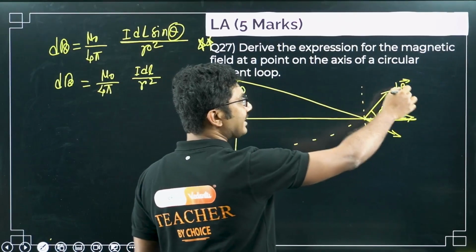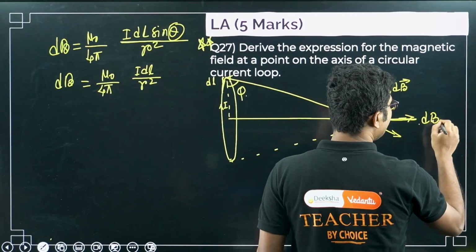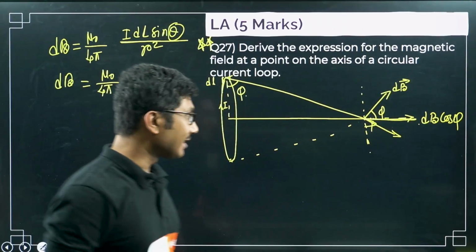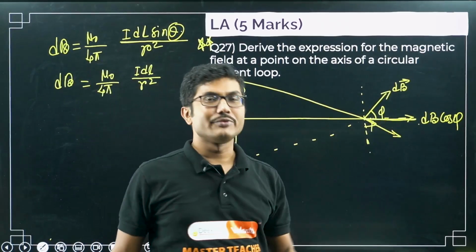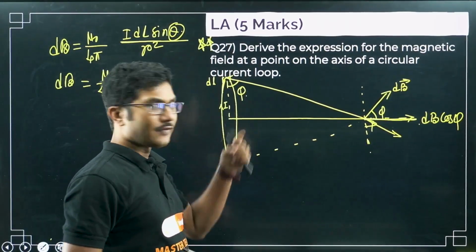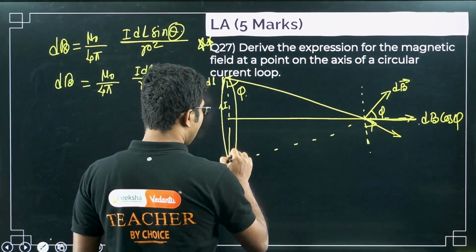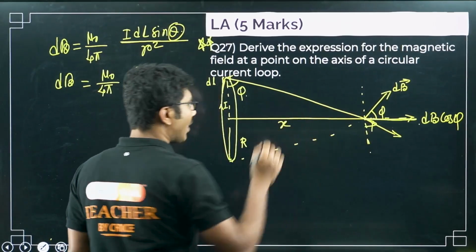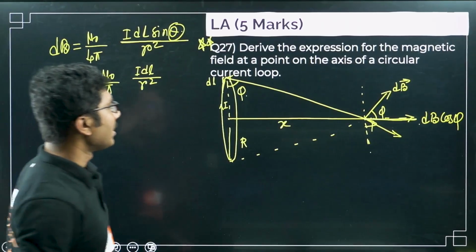So if this is dB, what is this component? This component will be dB cos theta, cos phi in this case, sorry. Some books use theta here as well, which in my opinion is not correct. So you have to use only phi, right? Now this radius is r, this distance is x. You have to be careful when you are mentioning all these values, right?